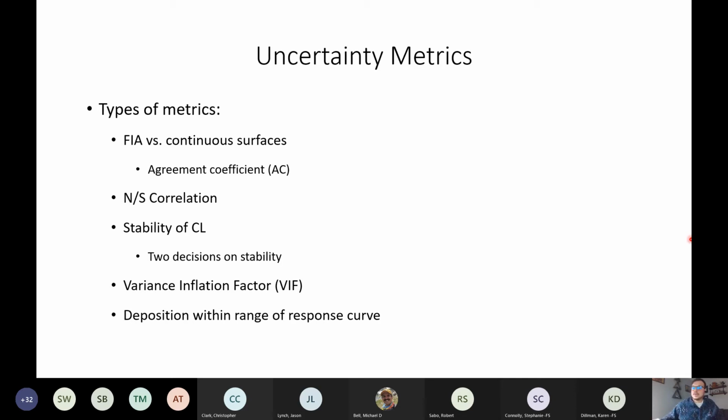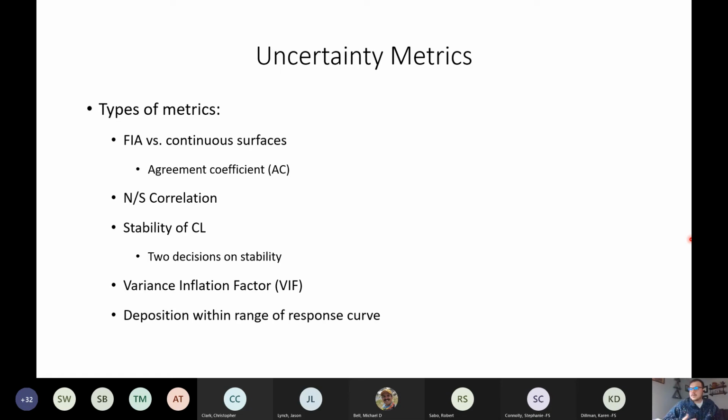Additionally, you also need to think about the nitrogen and sulfur correlation. Because we use a relativized equation in this analysis, you may have some collinearity of nitrogen and sulfur effects on a given tree species. So you just need to consider, if there's a nitrogen and sulfur correlation and it's pretty high, are you really able to parse out that nitrogen or that sulfur effect?